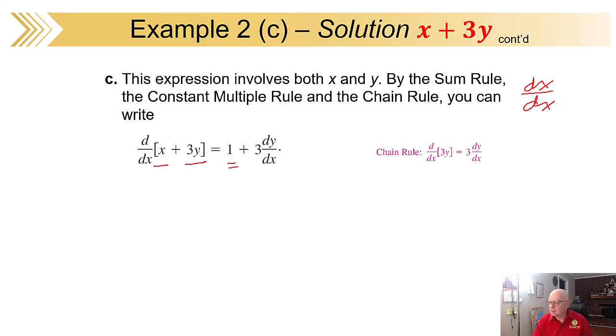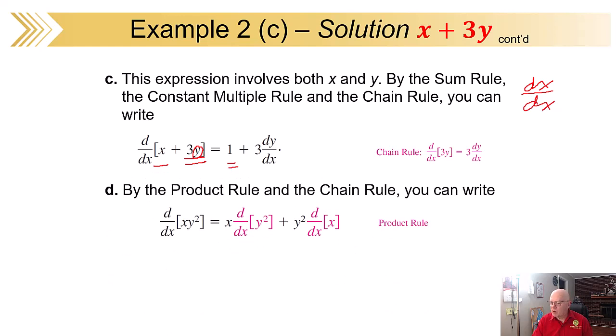Second part, take the derivative of 3y. If that were a 3x, you'd just get 3. You get the 3. But since y is not an x, you make it dy/dx, because you're taking the derivative of y, which is dy/dx.